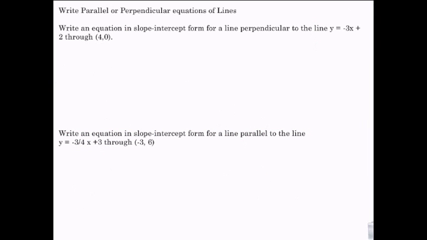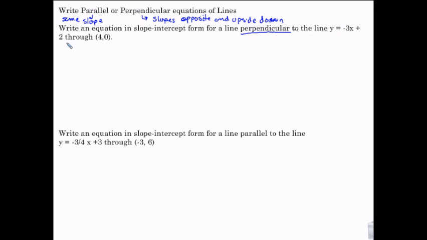Parallel or perpendicular equations. Now, we know that parallel lines have the same slope. And we know that perpendicular lines have slopes that are opposite, and upside down, you know, negative reciprocals. Okay, so we're going to write the equation in slope-intercept form for a line perpendicular to this line.